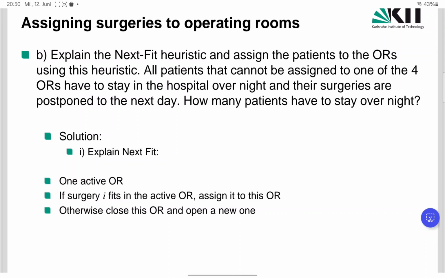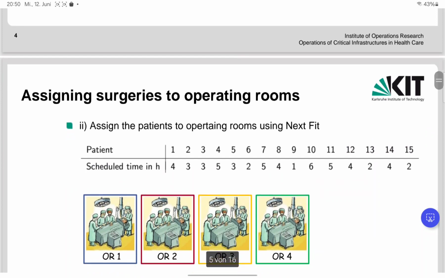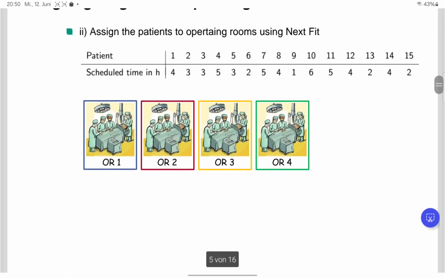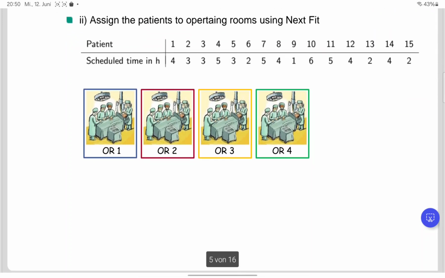So the first part of the exercise is to explain next fit. We know from the lecture that first of all, one operating room is active, is open. If surgery i fits, or if patient i fits into this active operating room because it has enough capacity, then assign it to this operating room. Otherwise, if we don't have enough capacity available anymore, then close this operating room and open a new one. Okay, pretty straightforward. So the second part of this task is to assign the patients using the next fit heuristic. Okay, so let's start.